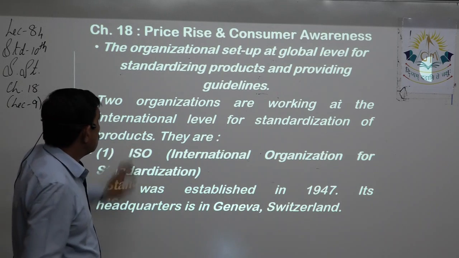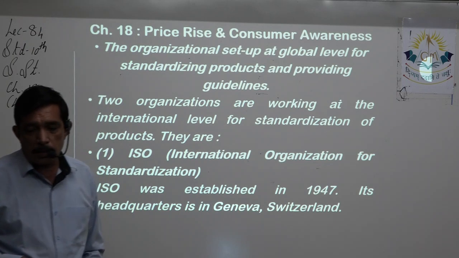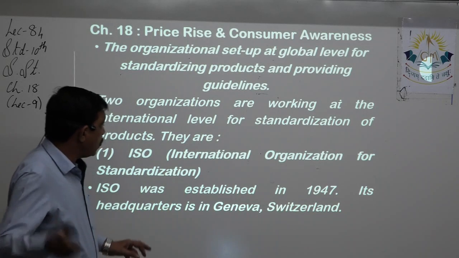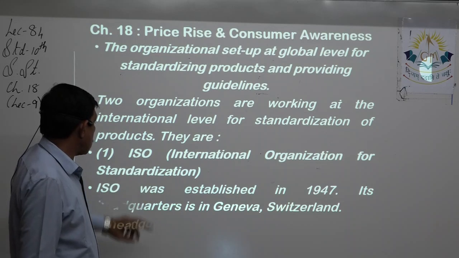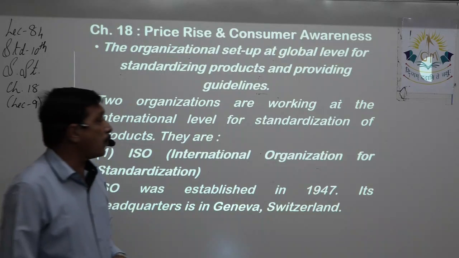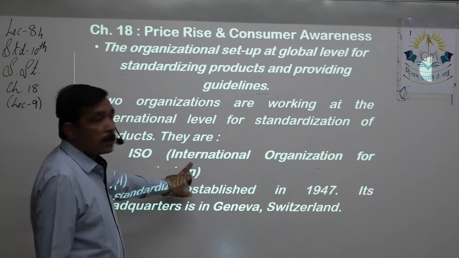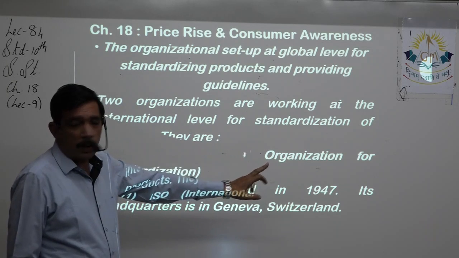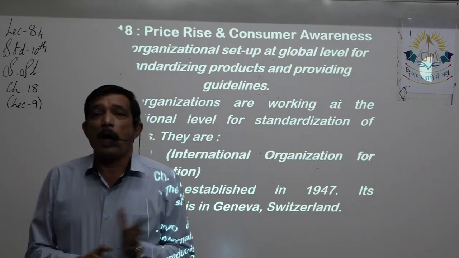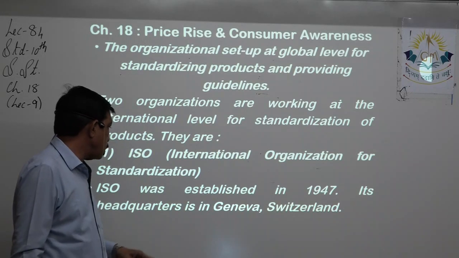So this is where we come to the topic. Two organizations are working at international level for standardization of products. One is ISO. First is ISO, International Organization for Standardization. This is the full form. ISO is the abbreviated form. International Organization for Standardization is the full name of ISO.